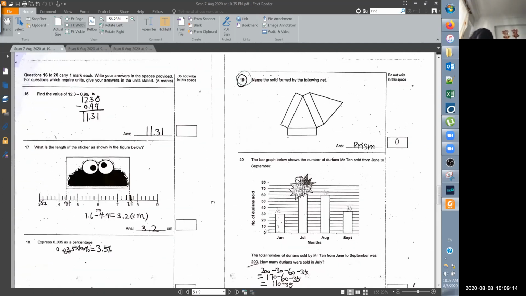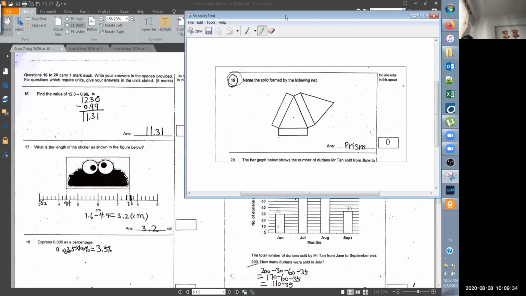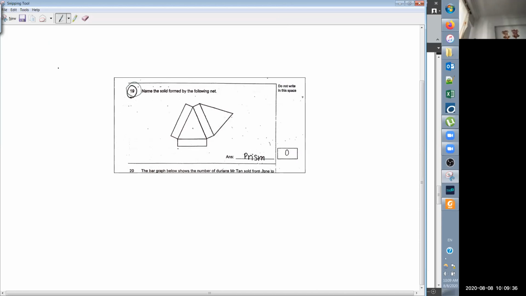All right, over here, everything is good. And then what was this? Name the solid formed by the following nets. Okay, so it's called prism or pyramid. How many shapes have we learned, by the way? So we have learned this is called a cube, right? And what is this? It's called a cuboid, right?